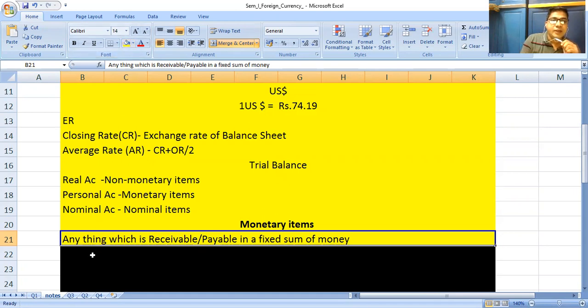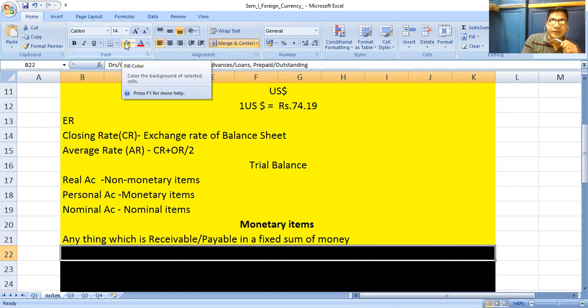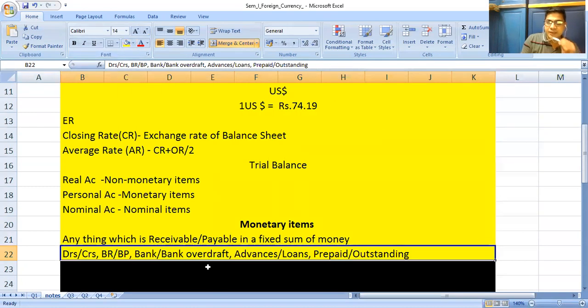Now, we will take the examples of monetary items. There are many examples: debtors, creditors, bills receivable, bills payable, bank balance, bank overdraft, advances, loans, prepaid expenses, prepaid income, outstanding expenses, outstanding income. These are the examples of monetary items. I hope you understood what is meant by monetary item.